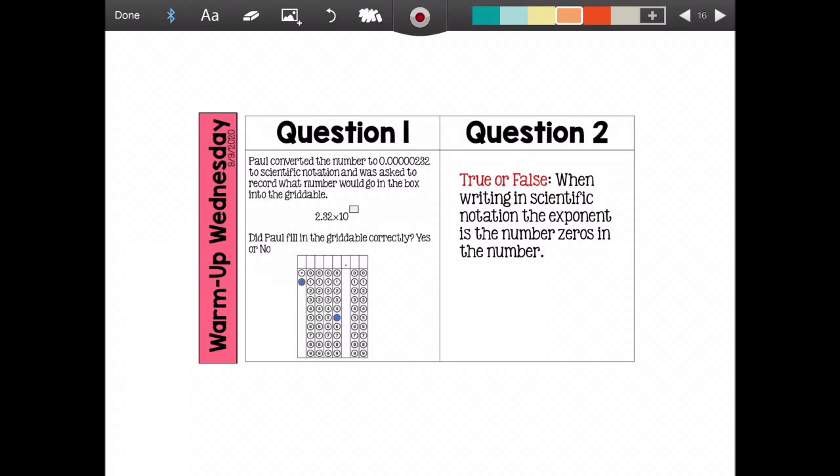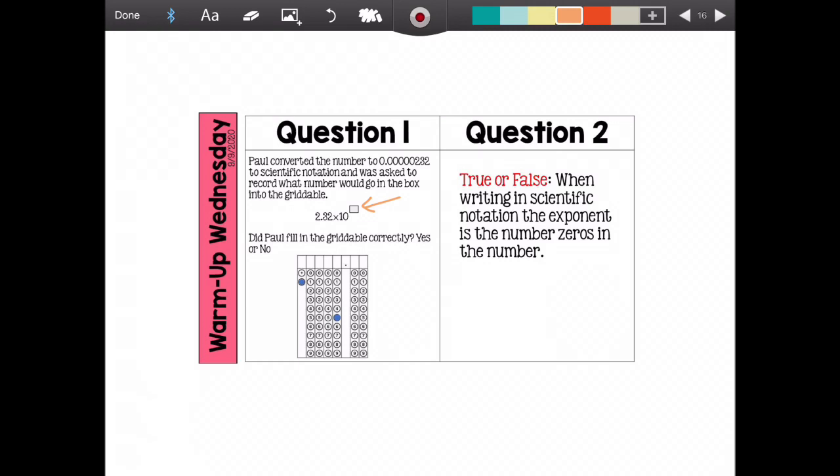This is Wednesday, September 9th, and we're going to go over questions 1 and 2. We're still reviewing Unit 1. Both of these questions are referencing scientific notation. It says Paul converted that very tiny number to scientific notation and was asked to record the number that would go in the box in the griddable. So again, it's asking him to record the exponent in the griddable. It says, did Paul fill in the griddable correctly?